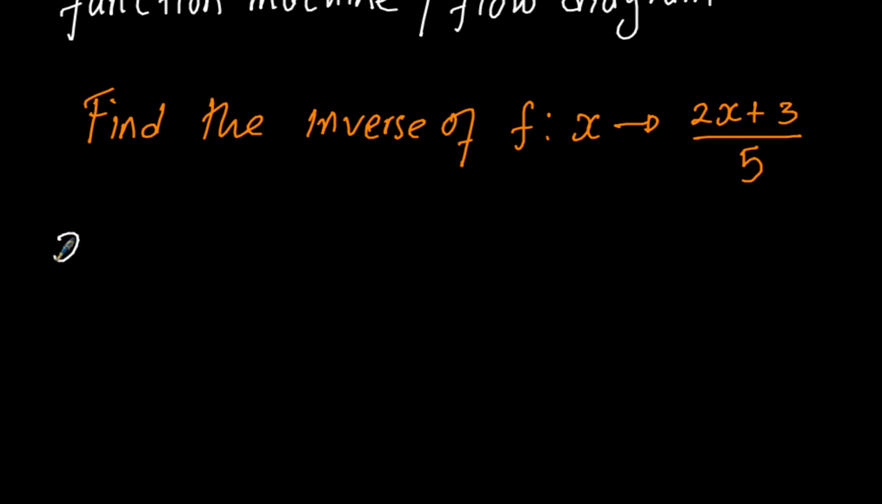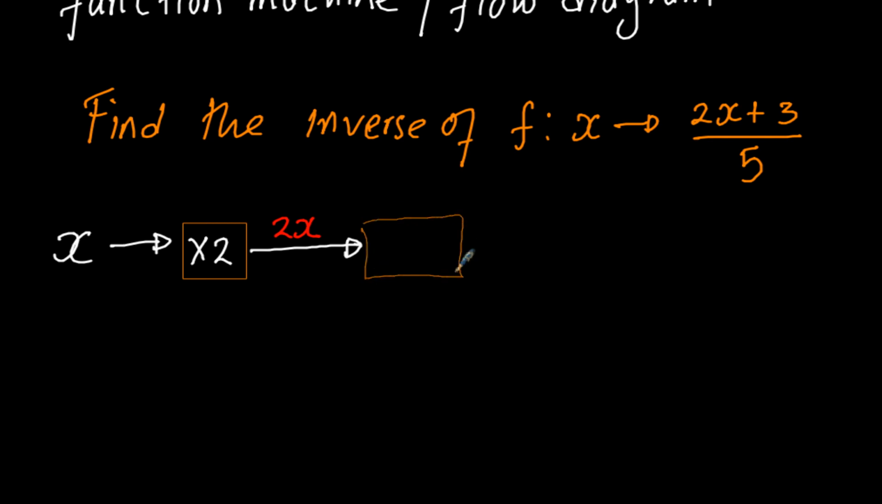We start with x as our input, and we multiply that x by 2. So when you multiply x by 2, you get 2x. Then we add 3, and when you add 3, we get 2x plus 3. That is the numerator.